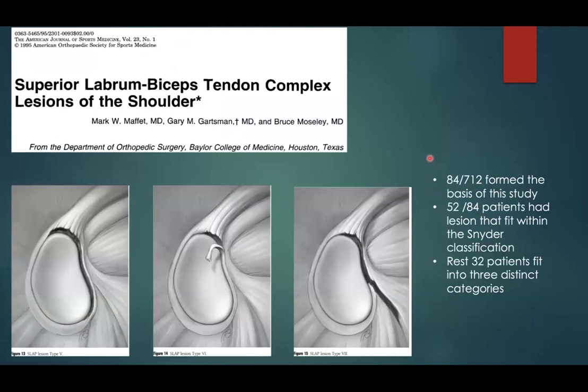Mark Muffet et al. classified further. In this study, 84 patients formed the basis, of which 52 of the 84 had lesions that fit within the Snyder classification. The rest, 32 patients, did not fit into that classification. So they all fitted in three distinct groups. That is type 5, an anterior inferior Bankart lesion continuing superiorly to include the separation of the biceps tendon. Type 6, an unstable flap tear of the labrum presented in addition to the biceps tendon separation. Whereas type 7, the superior labrum biceps tendon separation extends anteriorly beneath the glenohumeral ligament.